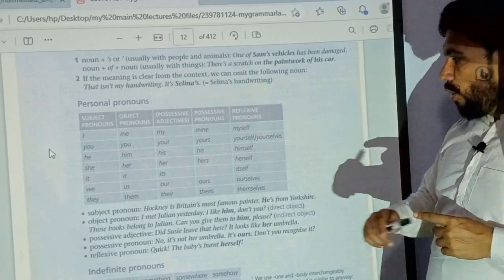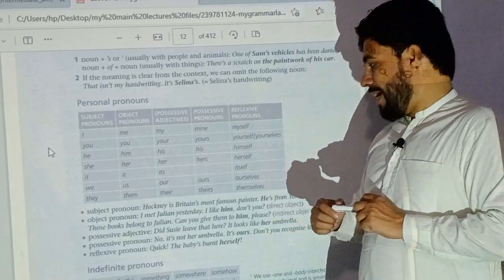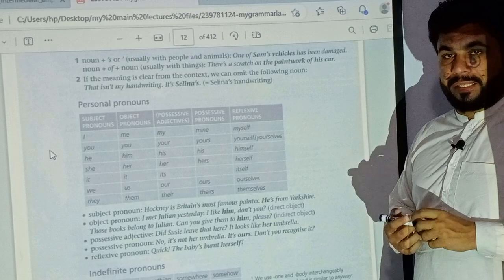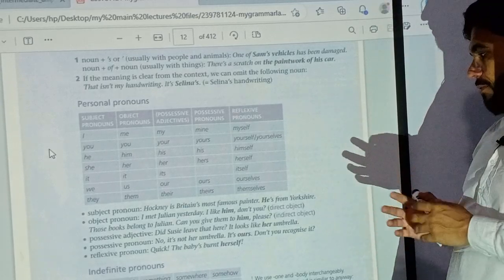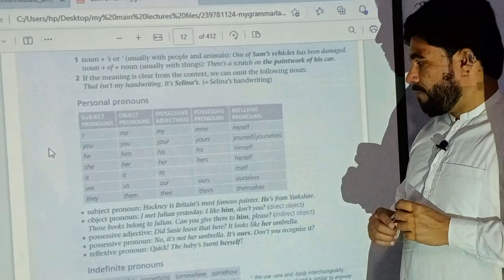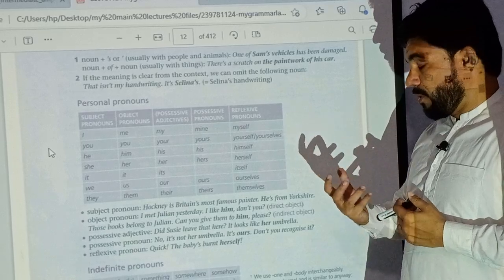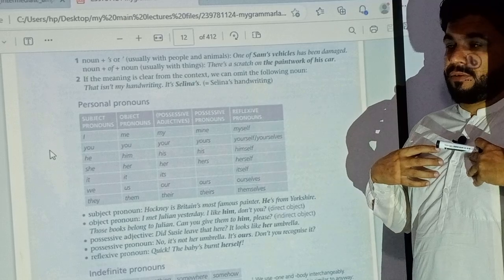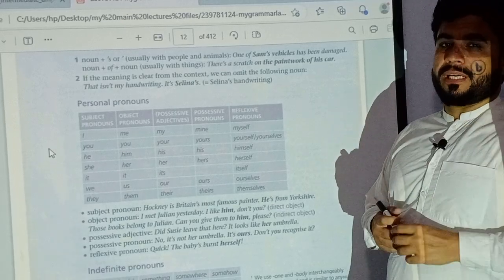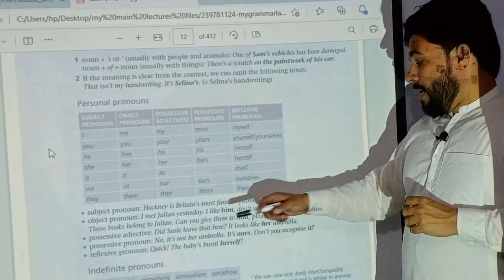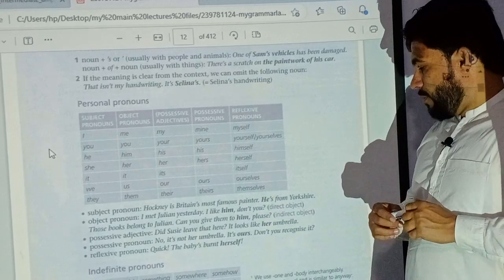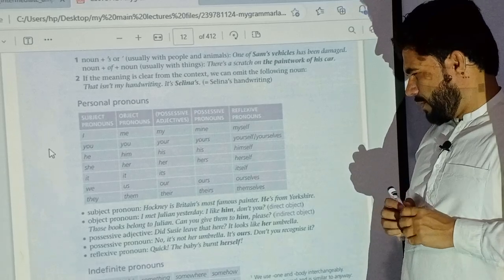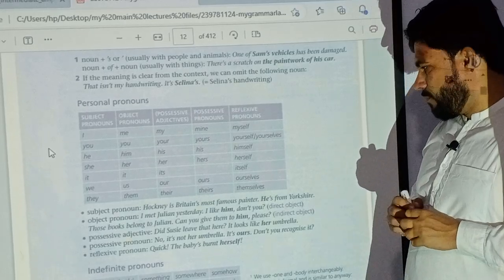So now we've got the object pronoun. So, I met Julian yesterday. Now Julian is a person whom I met yesterday, right? So Julian here is a noun. But if I refer to him again, I'll be using the object pronoun, because I is already there and I is a subject pronoun, right? So after the verb, we normally put an object pronoun. I like him, don't you? So you see, him here is an object pronoun.